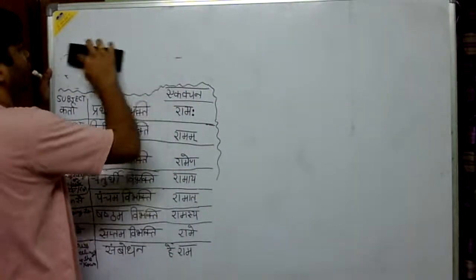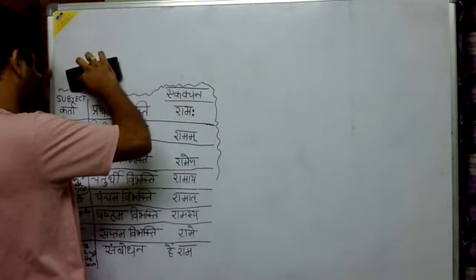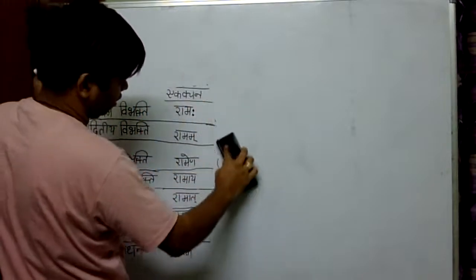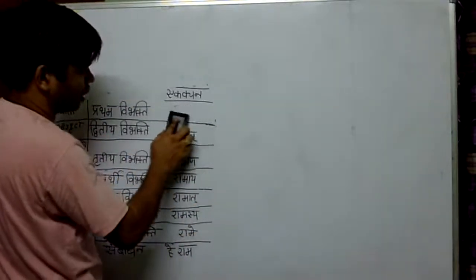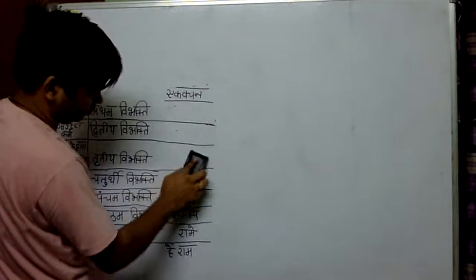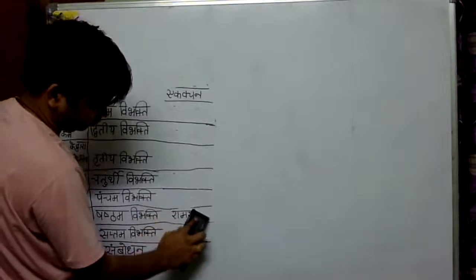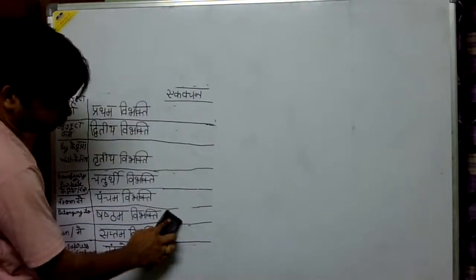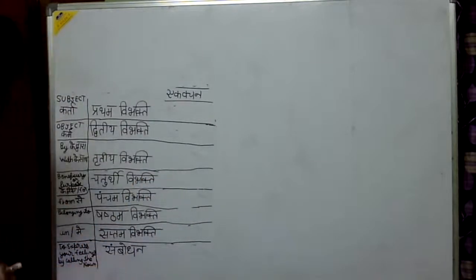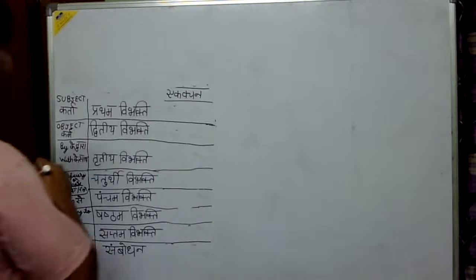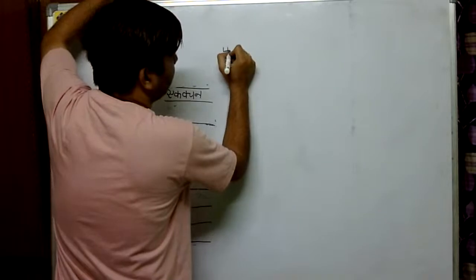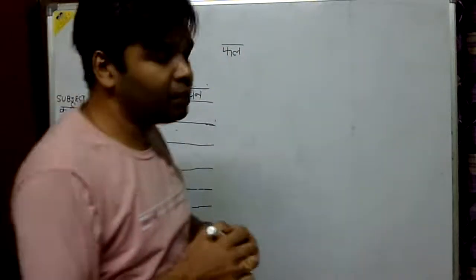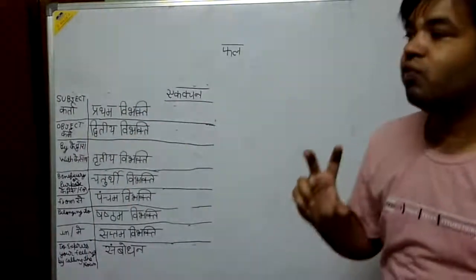Now look here. I'm erasing this. You have a word phala. What does this phala mean? This phala means fruit.